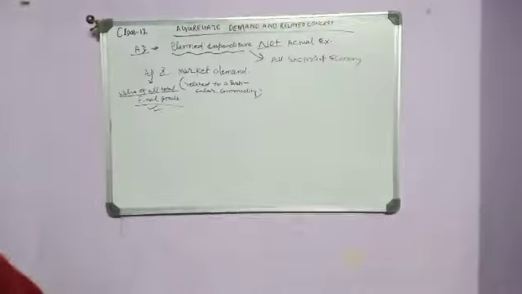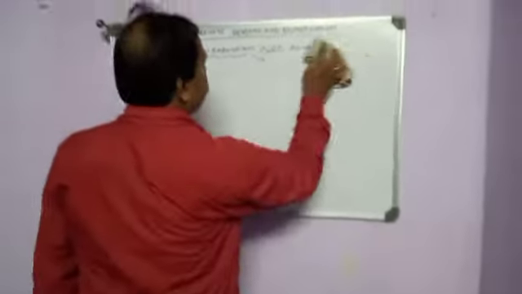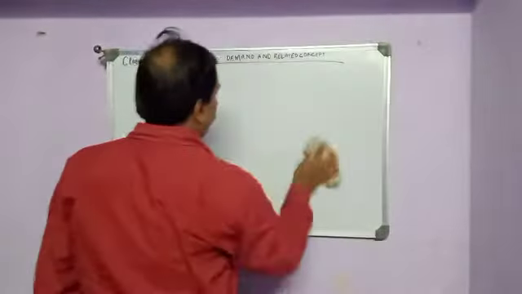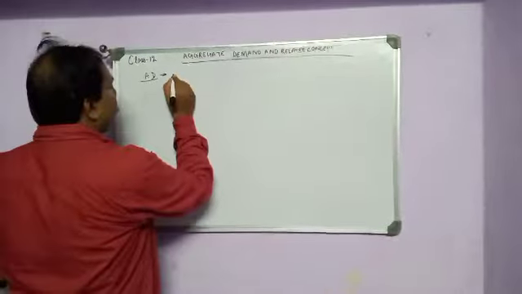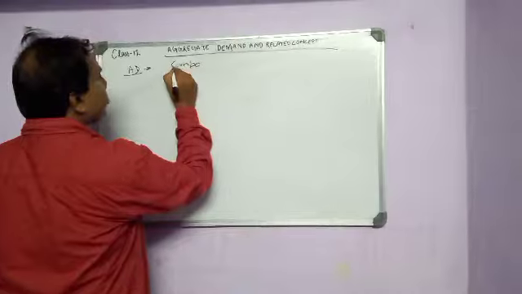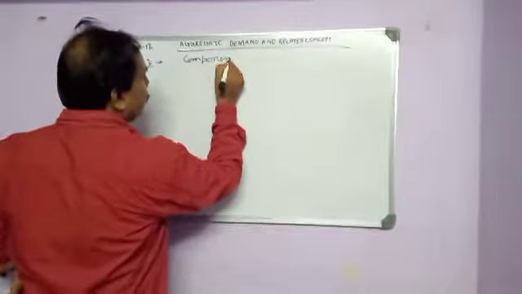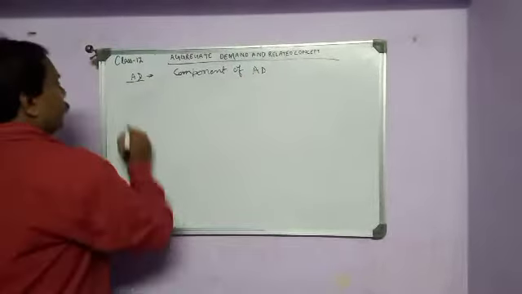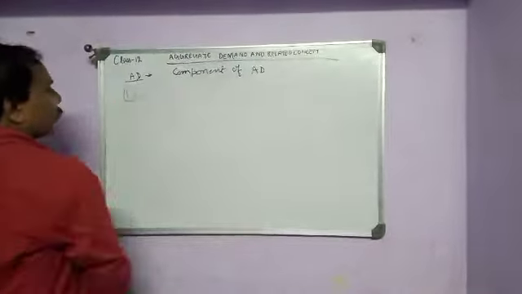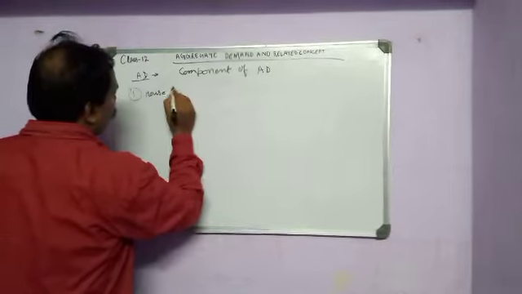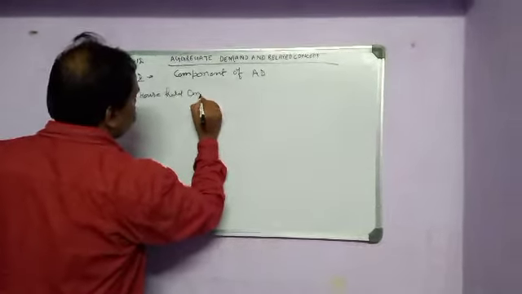Okay, now come to the components of aggregate demand. So what are the components of aggregate demand? First, household consumption expenditure. Second, private investment expenditure.